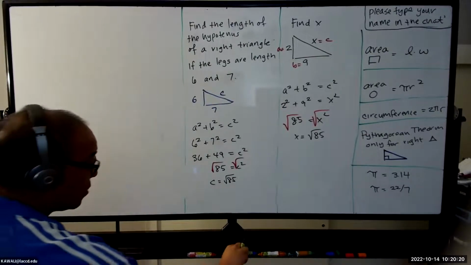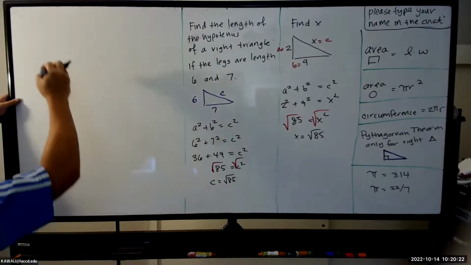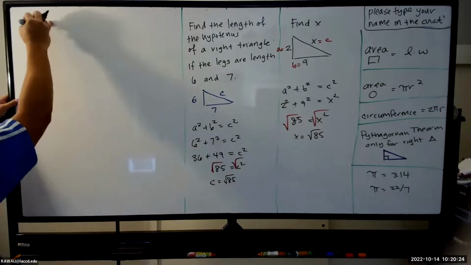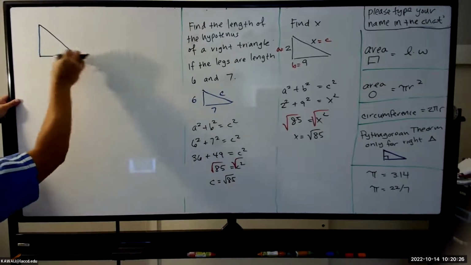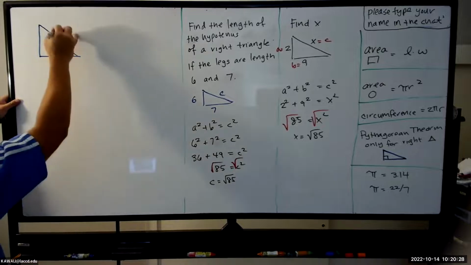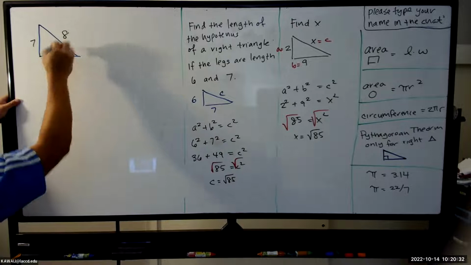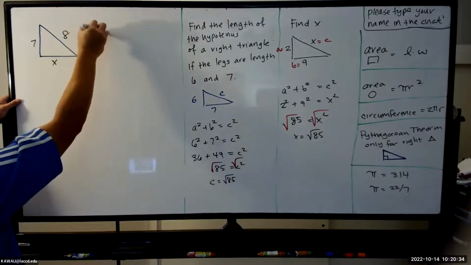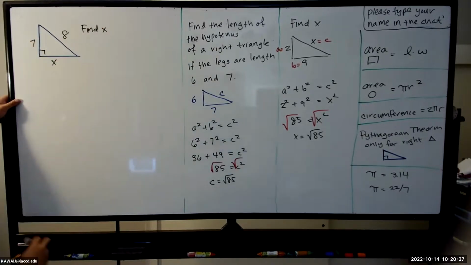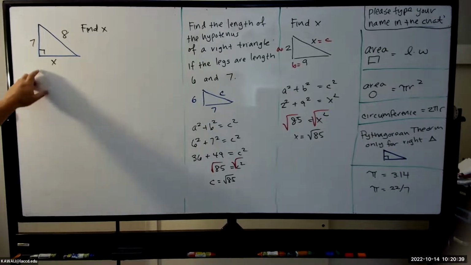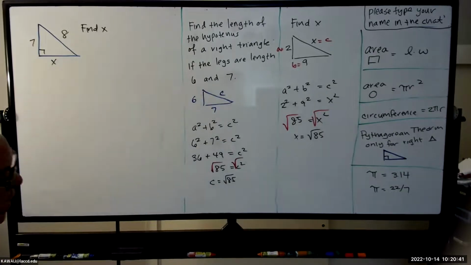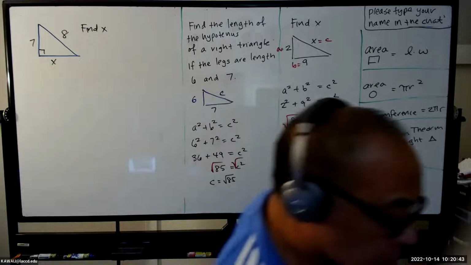Okay. So let's give you something that looks like this. Okay. Let's make this 8. Let's make this 7. Let's make this X, and let me go find X. And you'll know to use the Pythagorean theorem because it'll be a right triangle. You'll see a little square there.